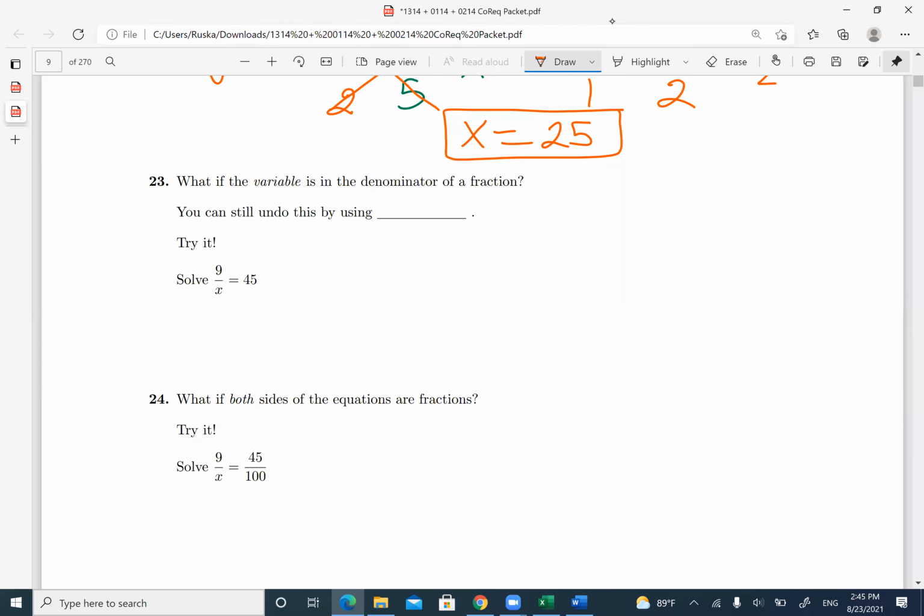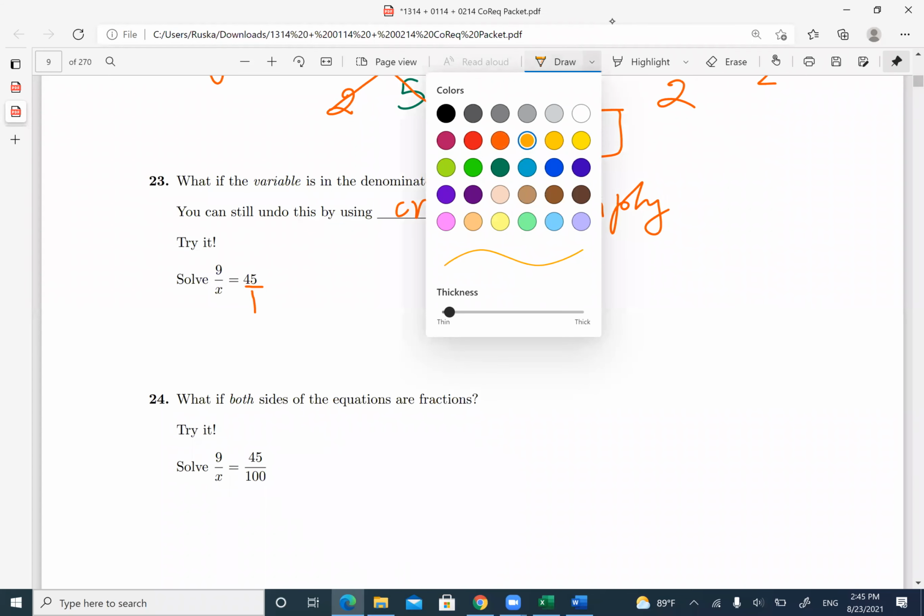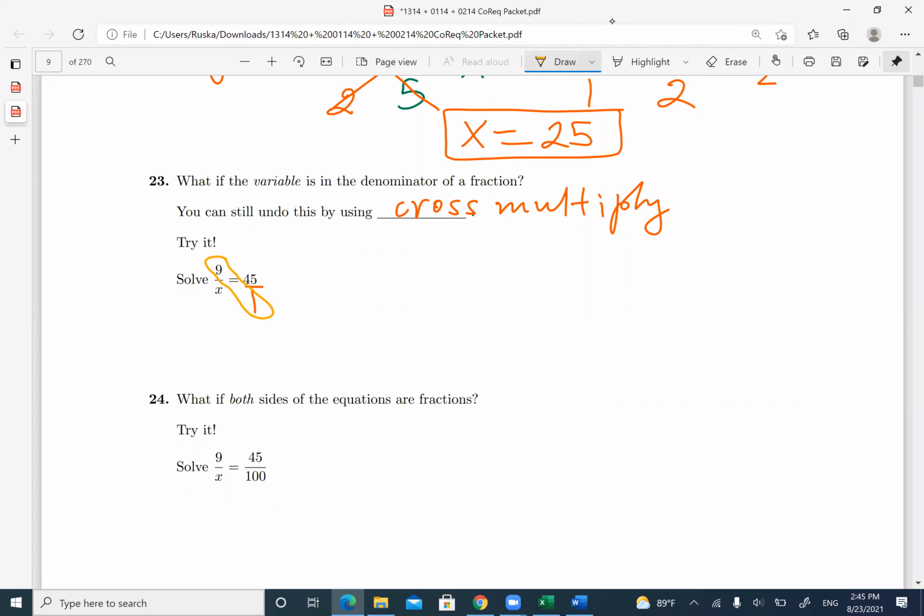So here we can do cross multiplication. You're going to cross multiply. So this is how you cross multiply. Now 45 is over 1, right? So when you have fraction equals fraction, then you're going to cross multiply. You're going to multiply this times this equals this times this. This is the cross multiplication method.